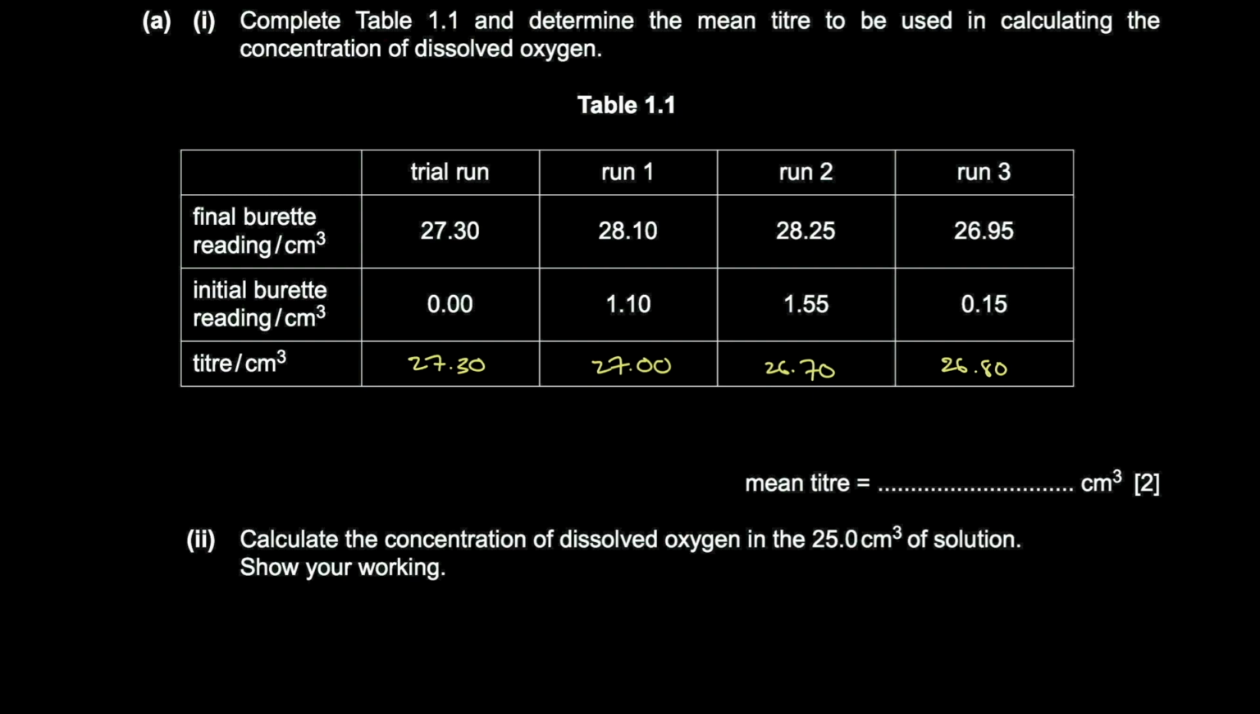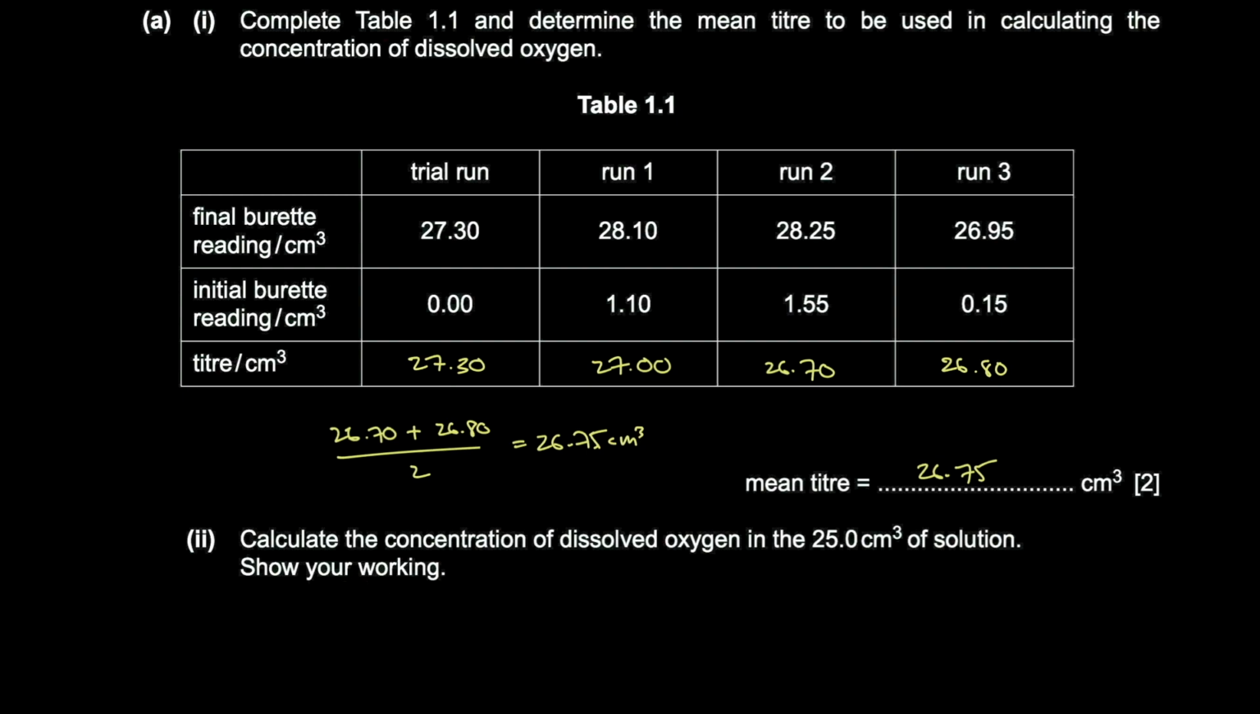So for the mean titer, we have to use concordant values, right? These two values are concordant. That means they're within 0.1 cm cube of each other. So your mean titer is just 26.7 plus 26.8 divided by 2. And that gives you 26.75 cm cube. Calculate the concentration of dissolved oxygen in the 25 cm cube of solution.